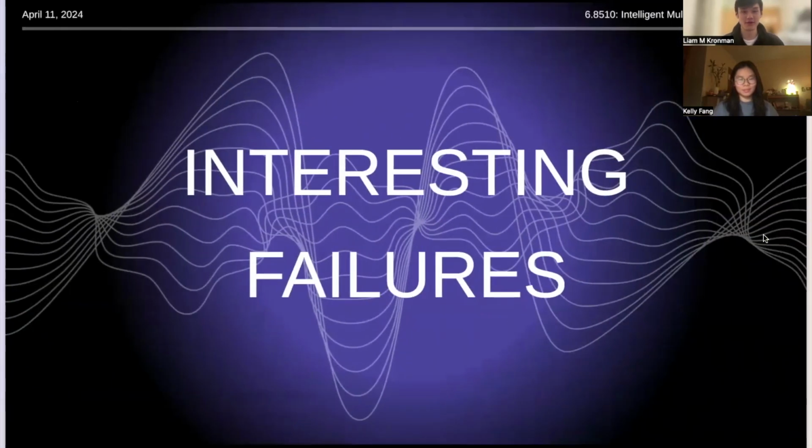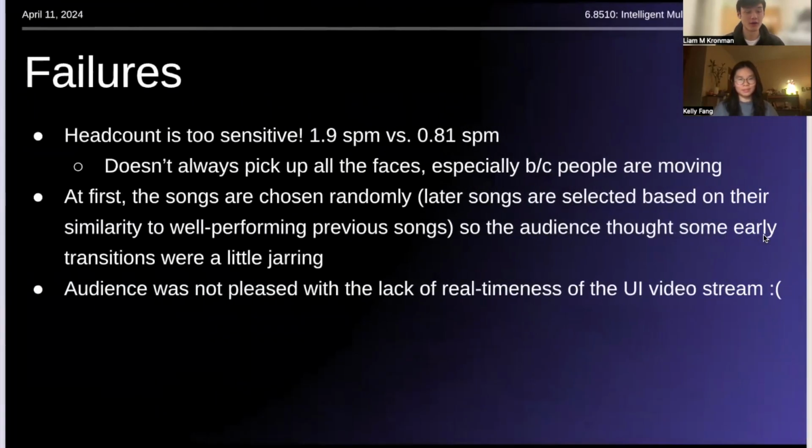All right, so some interesting failures that we bumped into. One is that the head count is too sensitive, as we mentioned earlier. So you can see that the number of songs per minute is a lot higher when we take into account the number of people who have left the dance floor and try to transition if too many people have left. The problem here is that a lot of the time, Dynamix isn't able to always pick up all the faces, especially because people are moving on the dance floor and the lighting isn't perfect.